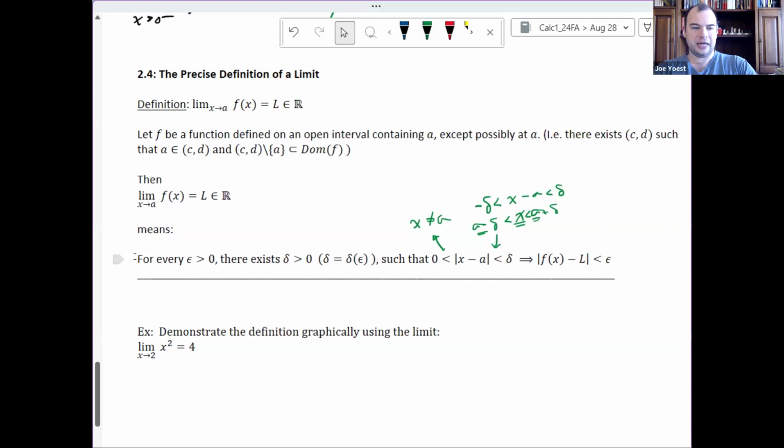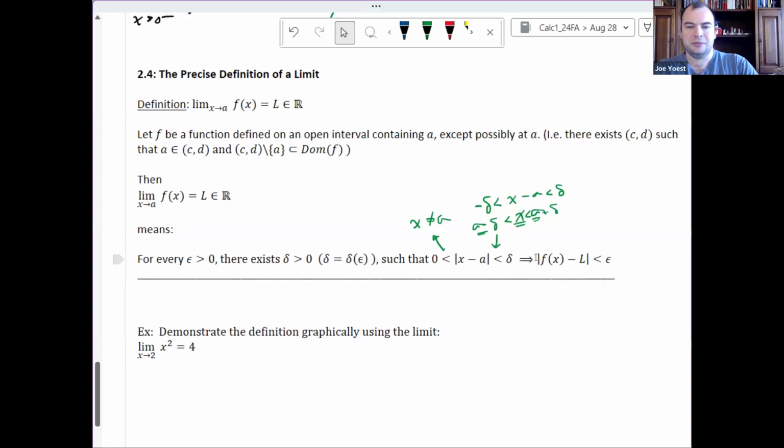Okay, so what do we have? For every epsilon, there exists a delta bigger than 0, such that absolute value of x minus a being strictly between 0 and delta, or in other words, x being not equal to a and within delta units of a, implies that the absolute value of f of x minus L is less than epsilon. That is, the absolute value of the output of the function for any of these inputs in this small interval around a, minus L, the hypothesized limit, is less than epsilon.